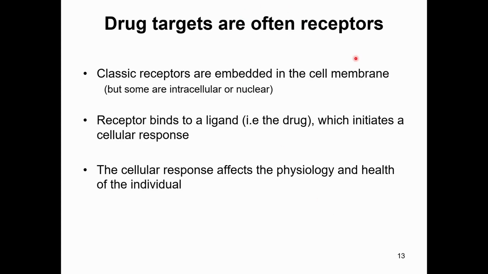Most of them are in the cell membrane, but there are some receptors that are actually intracellular or even nuclear. The receptor binds to a ligand, which could be an endogenous normal compound like a hormone, or a neurotransmitter, which is another great example of an endogenous ligand in terms of neurobiology. But the drug can also bind the receptor, and that initiates some sort of cellular response. And again, that's going to affect the physiology, the health of the individual.